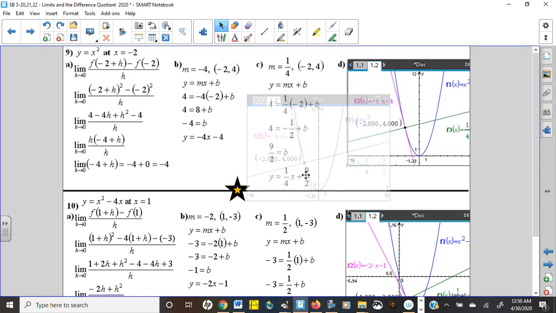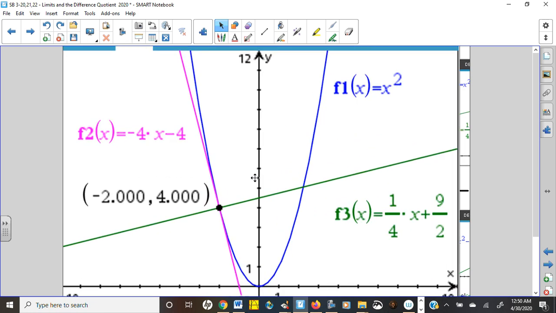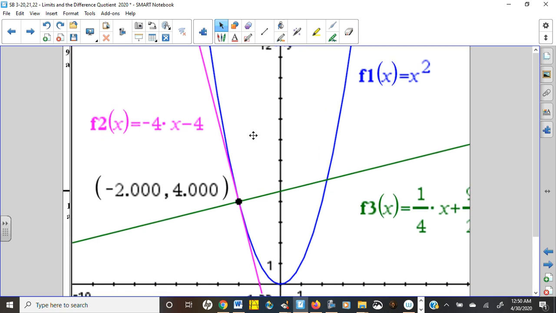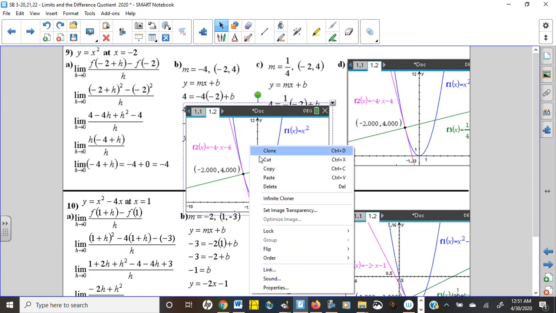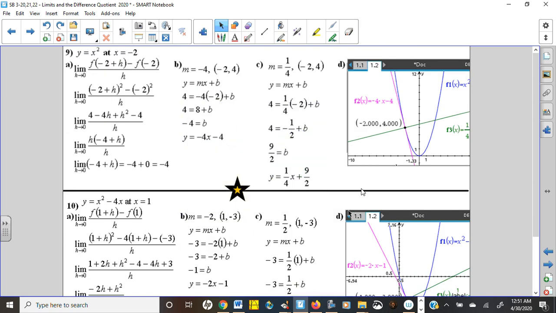By the way, look at the parabola. Look at that slope that we found, -4. They found the intercept was -4. Look at that perfect tangent relationship at that point. And then when we took the normal line, which we found to be 1/4 x plus 4.5, or 9/2, look at that perfect perpendicular relationship through that point of tangency. Very cool stuff if you follow the rules, right?